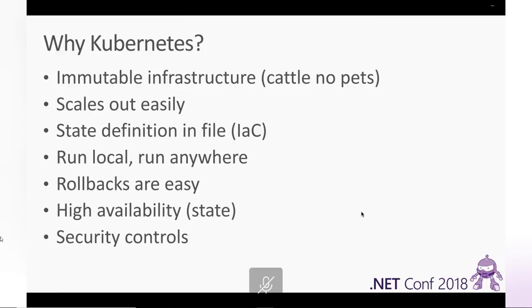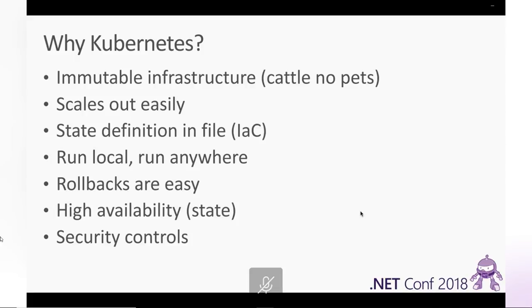But the idea is that you don't spend time trying to fix things as you normally or traditionally will do. Just spin a new server or a new container, and that's it. It scales out very easily. You can have a state definition in a file, meaning that Kubernetes is mainly based on a state. You can define the state that you want for your application, and I'm going to do that.